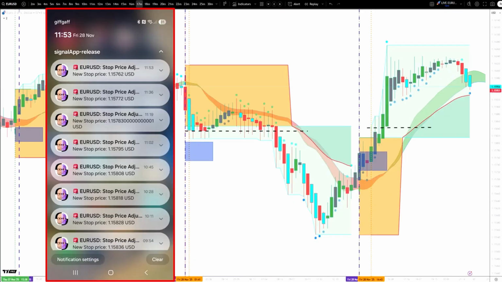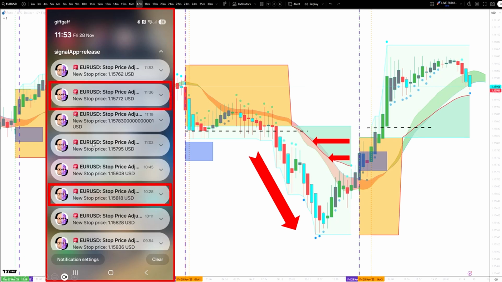After that, we get push notifications to adjust stops. So we can see here, it was a nice move. We followed this red line to adjust those stops. And on your phone push notification, you can see the time coming in here, 10:28 Euro US dollar stop adjust. And then we get more of them coming in, and then 11:36 there's another one there. So we just keep sending those push notifications to lock in profit.